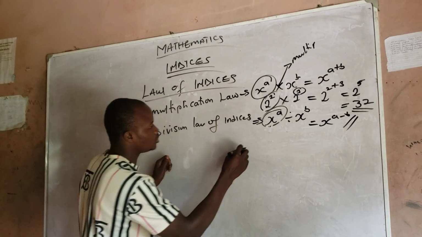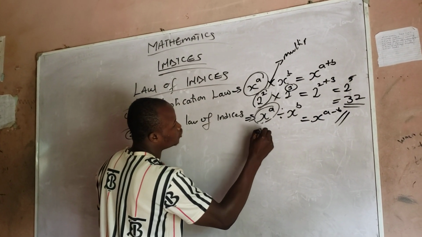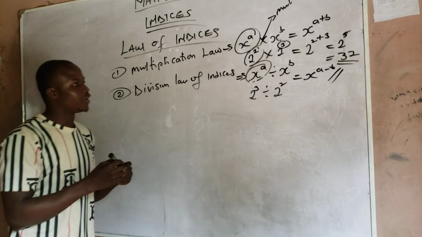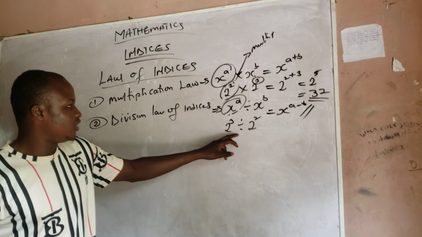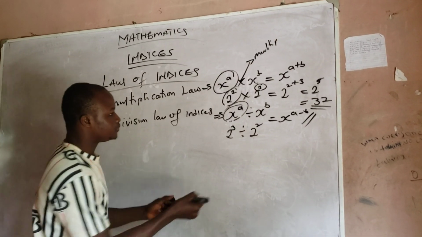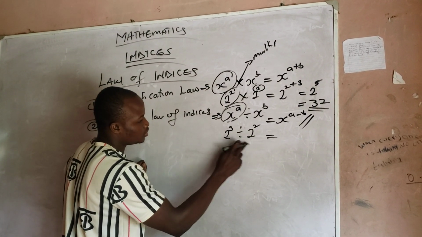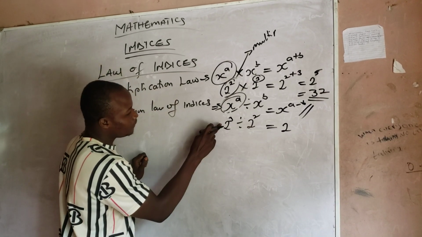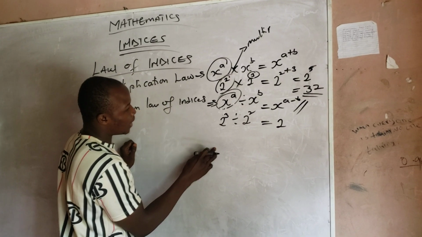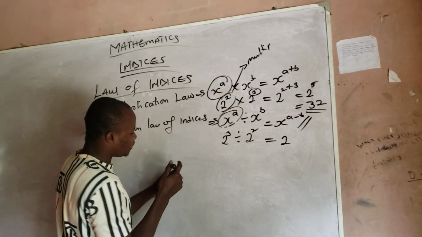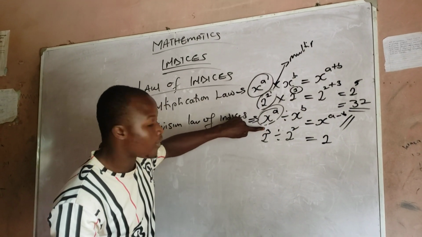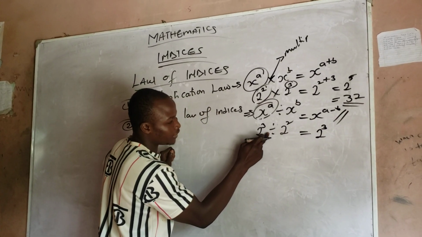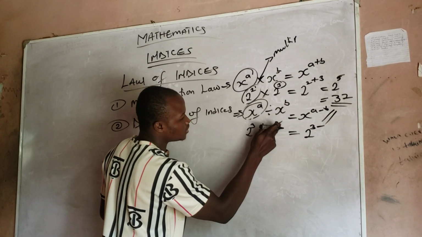Let's take this simple example. 2 raised to power 3 divided by 2 raised to power 2. Now, we have equal base, right? The equal base is 2, 2 here, 2 here. So you put 2. Now, if you want to apply the law, you pick from the first base. This is the first base, right? So the power is 3. So because of this division sign, you put what?